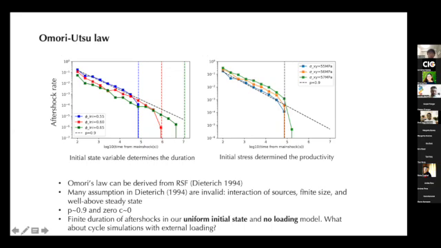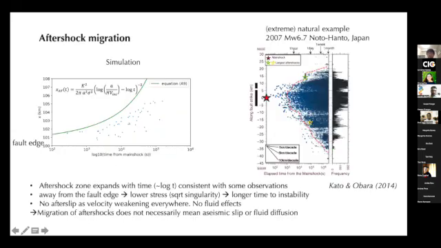This is why I'm interested in what happens if I do an earthquake cycle simulation with this fault geometry with some proper external loading. But I think there are many ways to add loading to this type of complex fault system. So next, I'm talking about aftershock migration.